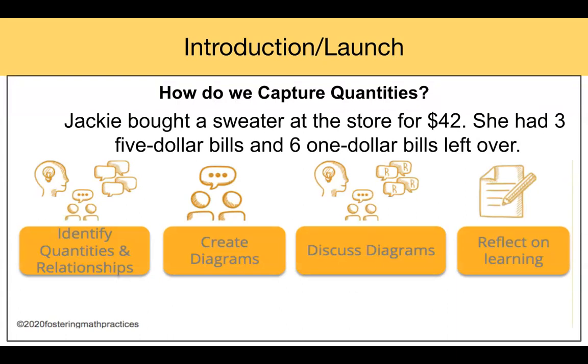So here's an overview of the process of the instructional routine. How do we capture quantities is the first part of it, and we are also identifying relationships. So the problem is: Jackie bought a sweater at the store for $42. She had 3 $5 bills and 6 $1 bills left over.